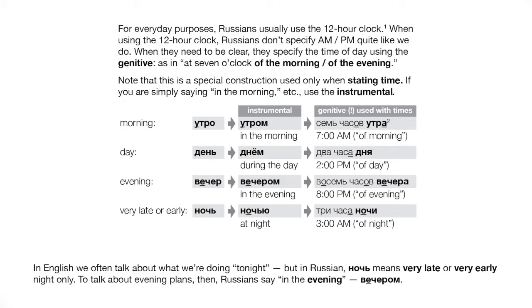But if you're using these times of day to specify what time of day, the way we would use AM or PM, then you get the genitive, right? For example, 7 часов утра, right? Literally 7 hours of the morning, right? So that makes good sense, right? Of the morning, of the day, of evening, etc. 2 часа дня, 8 часов вечера, 3 часа ночи.